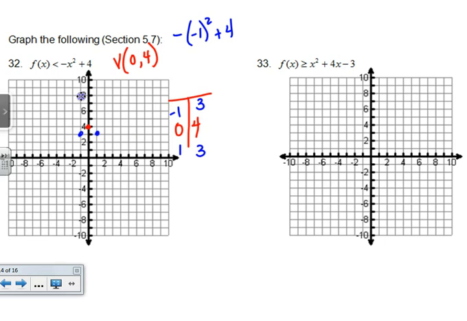And I notice also that this is going to be a dashed parabola. So when I graph this in, it's going to look something like that.